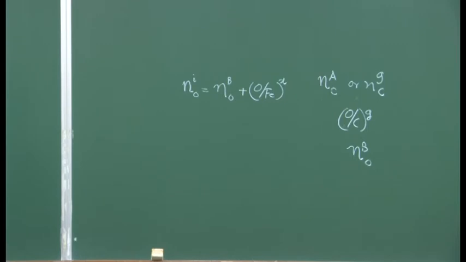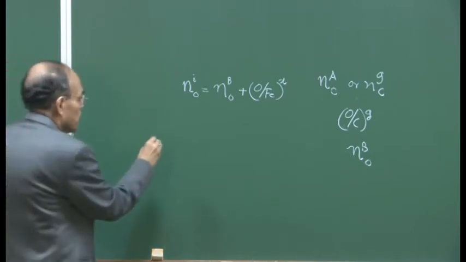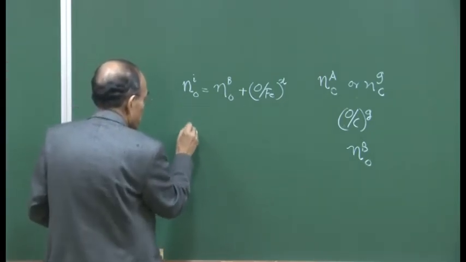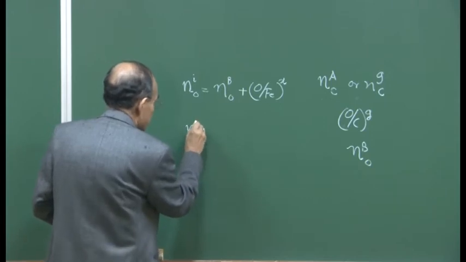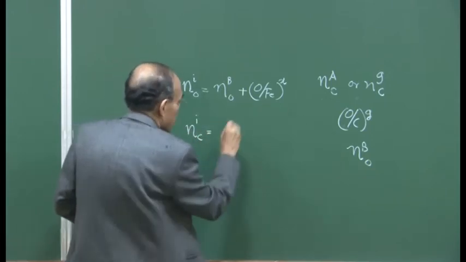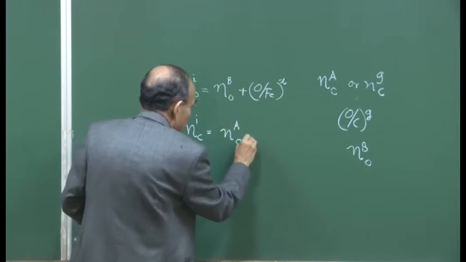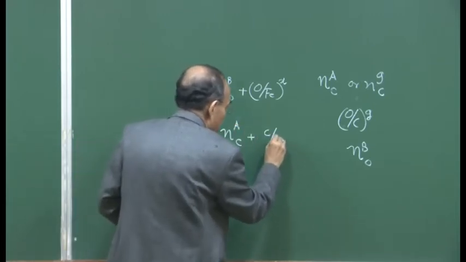I have also told you that we have NiC, the input of carbon, which is equal to NaC, the active carbon, plus C by Fe.